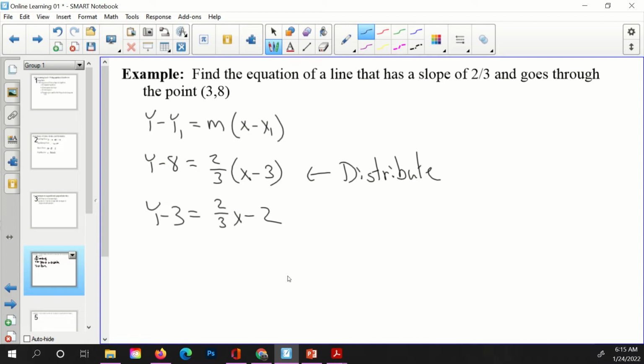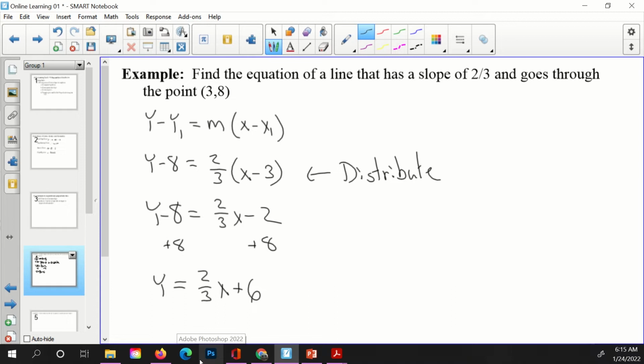And I made a slight copy error here, folks, and I apologize for that so early in the morning. This shouldn't have changed to a 3, it's just an 8. And so here I'm going to add 8 to both sides. And I'll have a final answer of y equaling 2/3 x. And then negative 2 plus 8 is going to be, let's see here, it'll be 6.